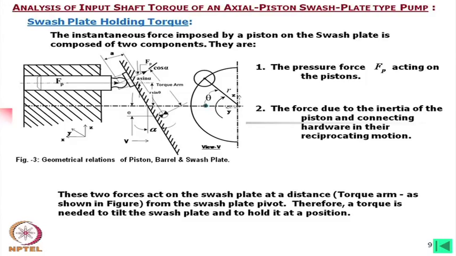Now, we are trying to calculate the swash plate holding torque. Look at this figure. You see, this is the force acting on the pistons. For the equilibrium diagram, we can remove this swash plate and put Fp here, force, and Rn in these directions.